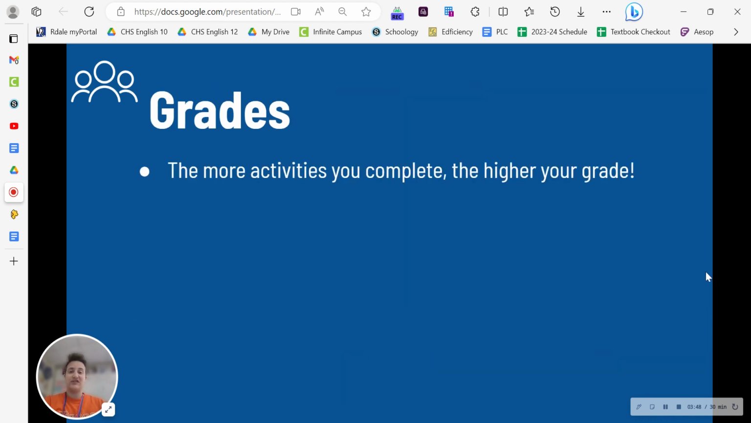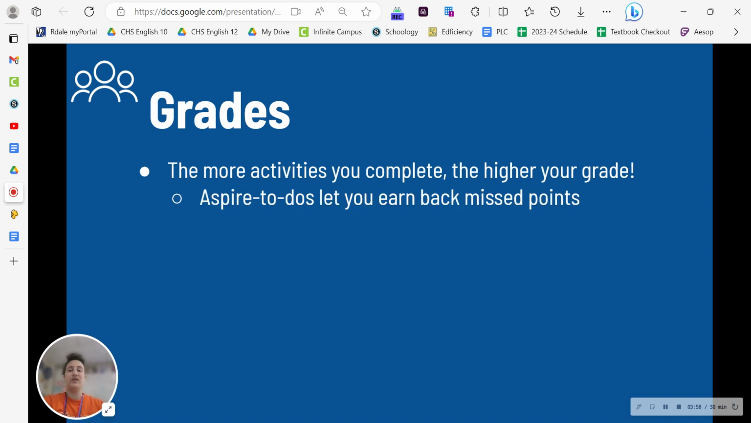Grades in this class are pretty straightforward. The more activities you complete, the higher your grade. Obviously, the must-dos are the most important since those are core material, but the aspire-to-dos let you earn back missed points. So maybe you lost a couple points on a must-do because you didn't fully answer some questions. Well, if you complete the aspire-to-do in the lesson, you can actually earn those points back.